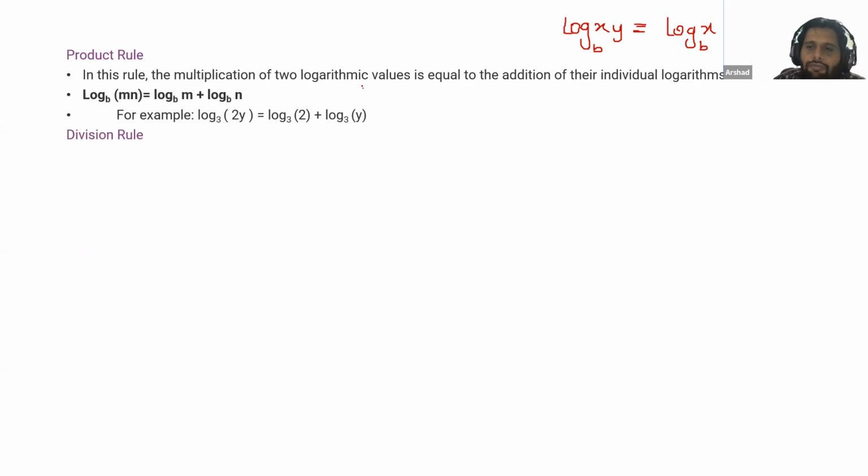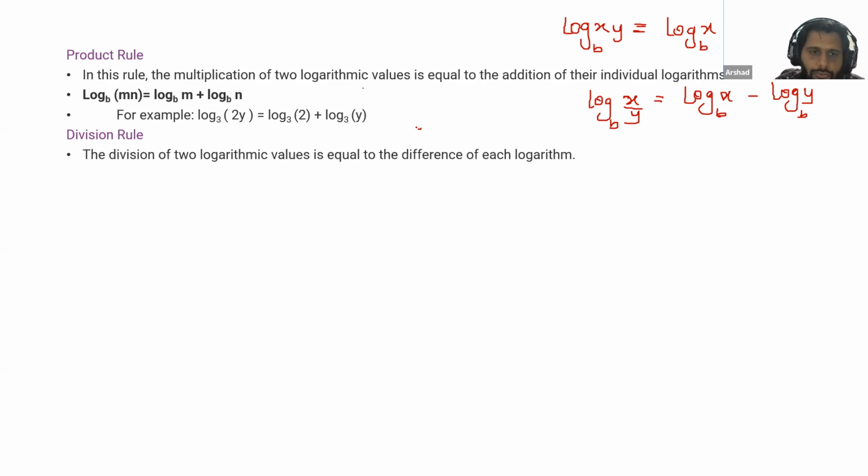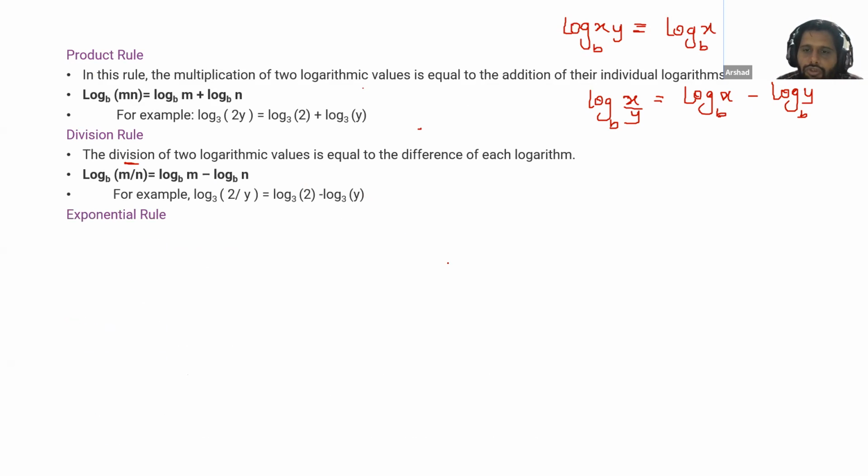Next, we will check the division rule. For example, if you have two numbers which are in division, x by y to the base b, then the logs will get subtracted: log x minus log y, where the base is b. I guess you have already done these rules earlier. The same thing, if we have two numbers in division, then these two will get subtracted. Okay, like this.